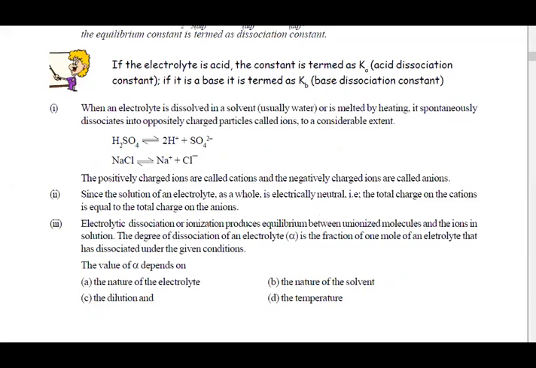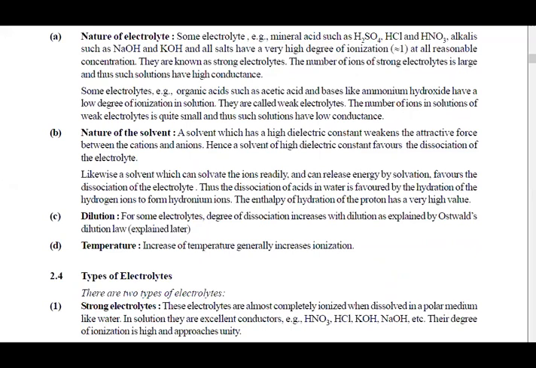Now, the first thing that we studied here is the nature of electrolyte. What is an electrolyte? Electrolytes are substances which can dissociate into ions and conduct electricity. Yes or no? So obviously, not all electrolytes can dissociate at the same rate. Yes or no?